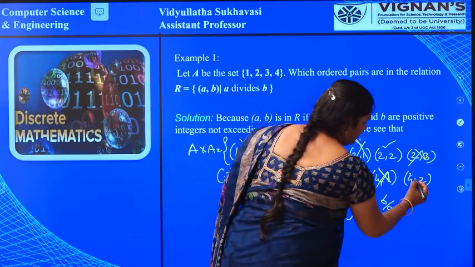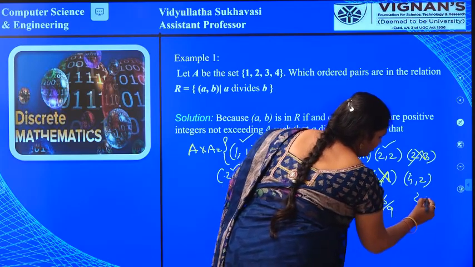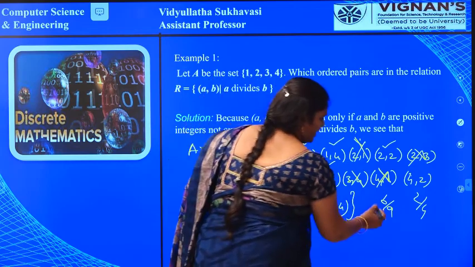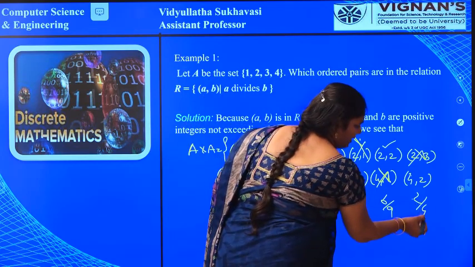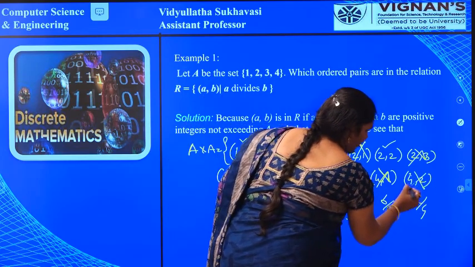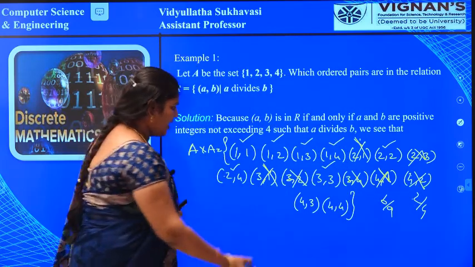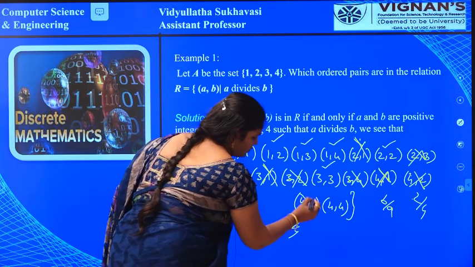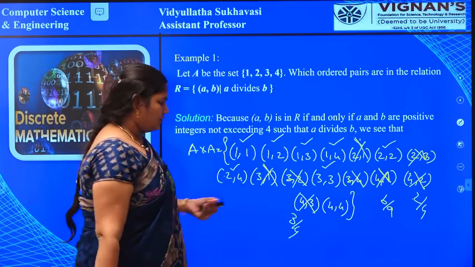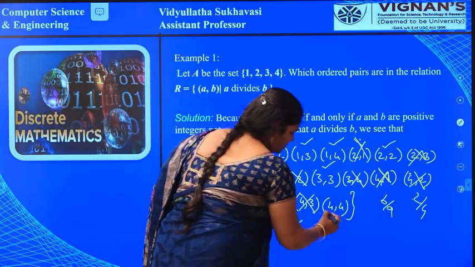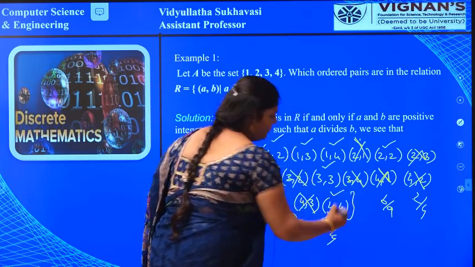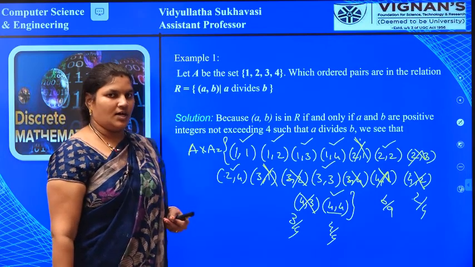Now 4 comma 2, that is 2 by 4. This will not be divided by this condition, since 2 is not divisible by 4, so it will not exist in the relation R. Now 4 comma 3, that is 3 divided by 4, will also not be divided, so it will not exist in the relation R. Finally 4 comma 4, that is 4 by 4, the condition is satisfied, so this will exist in the relation R.